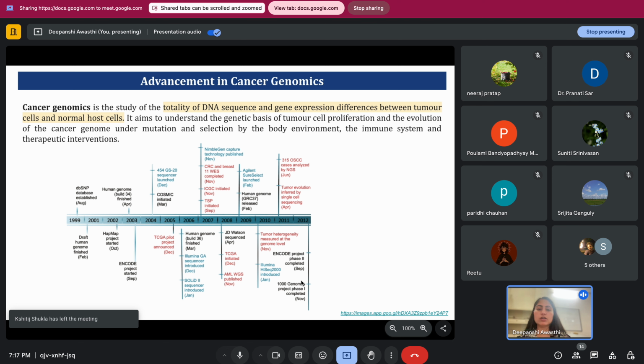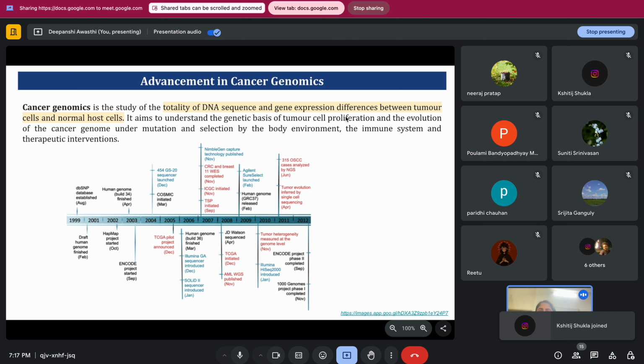Okay, so now I will be talking about cancer genomics, because the main hype created around proteogenomics is through its application in cancer genomics or cancer study. In cancer genomics, we study the totality of the DNA sequence and how the gene expression is changing between the tumor cells and the normal cells. So cancer genomics helps us to identify the genes responsible for a particular cancer, what pathways are influenced, and what mutations are coming. When we study all these things, it is referred to as cancer genomics.